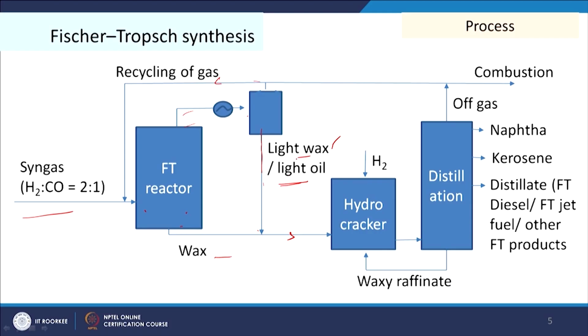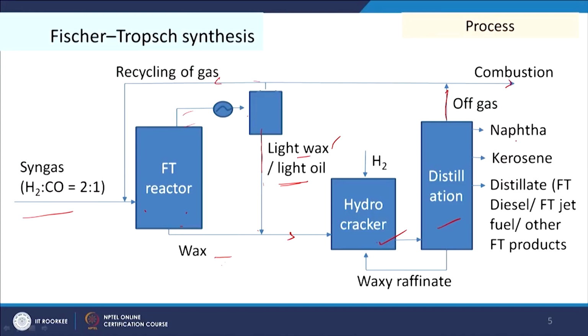These light wax and heavy wax will be hydrocracked here. After hydrocracking, the high molecular weight paraffins are converted to low molecular weight paraffins, and then we go through distillation and get different fractions. We will get off gas, that can be combusted as flare, and then naphtha, kerosene, distillate, diesel, FT fuel and other FT products. So, that way we can get liquid fuels from natural gas.